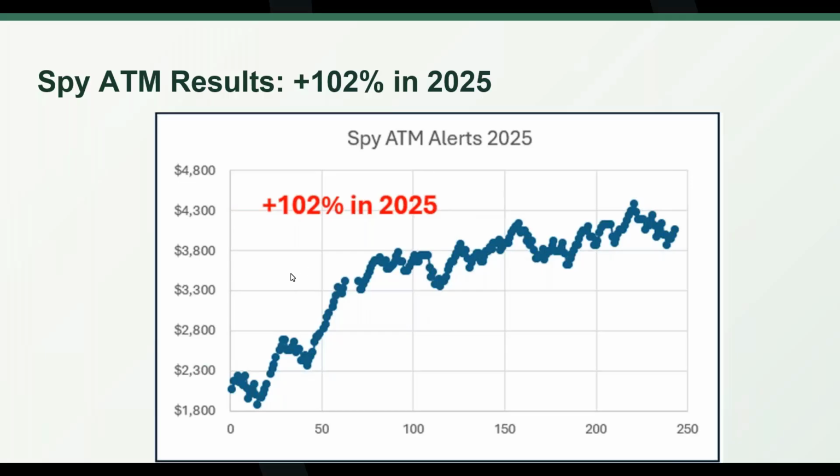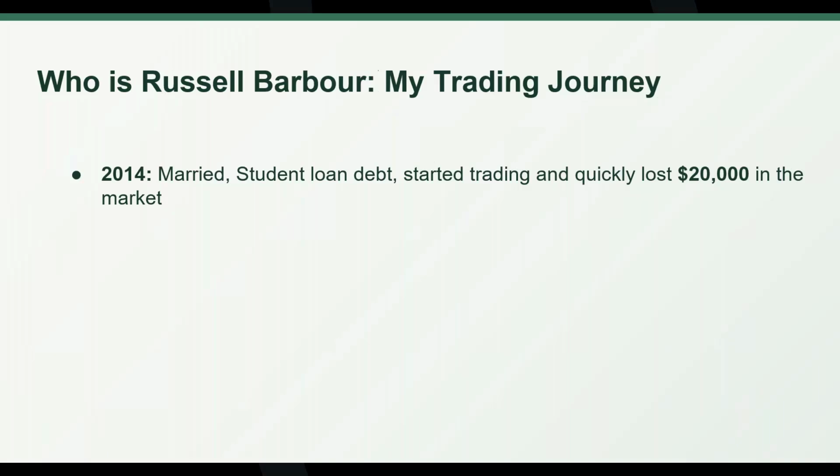So having shown you those results, I just wanted to tell you a little bit more about myself before we get into the talk properly. So like I said, my name is Russell Barbour, and I've had a pretty interesting trading journey over the last 12 years or so. So I started in 2014, and I was kind of a pure research scientist, so I actually worked in physics research, which sounds amazing, and it was very passion-driven. But unfortunately, physics research doesn't actually pay very much.